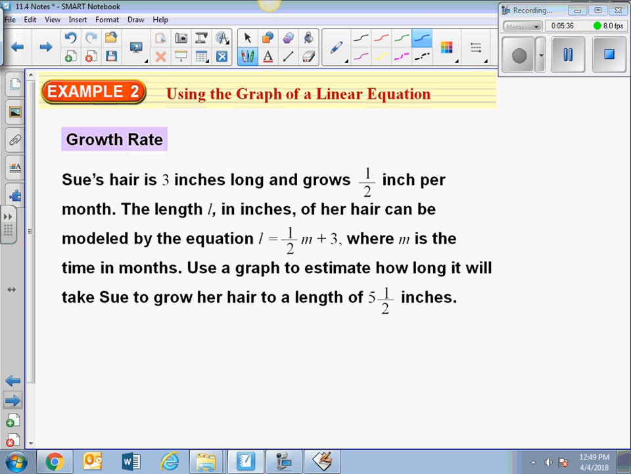This one here is a word problem, kind of like the cable situation we just talked about. It says Sue's hair is 3 inches long and grows at 1/2 inch per month. The length L in inches of her hair can be modeled by the equation. This is anything that has 2 variables and some correlation. This is a function. We got length, which is L, and that length is dictated by M, which is months. So basically time dictates how long your hair is.